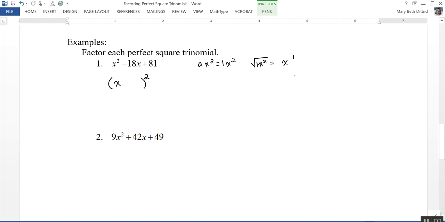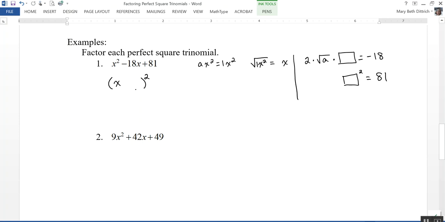My second term is going to be 2 times the square root of a times some number, and that has to equal my b term. So 2 times the square root of a times something is going to give me a negative 18, and that same number that I'm looking for squared is going to give me 81.